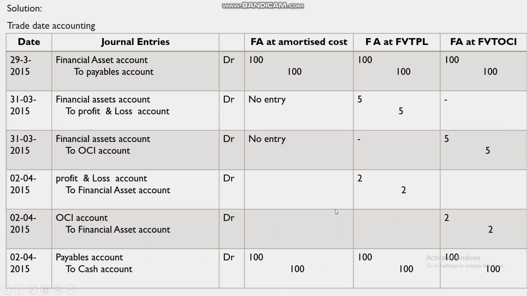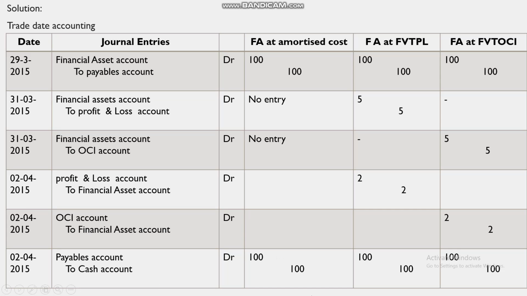If we are treating it through other comprehensive income, we should debit the other comprehensive income and credit the financial asset account. Other comprehensive income account debit to the financial asset account, loss is 2 lakh. And at the end, the payable is obviously 100 lakhs, correct? The payable amount is 100 lakhs at amortized cost, 100 lakhs at fair value through profit and loss account, and fair value through other comprehensive income is also 100 lakhs.